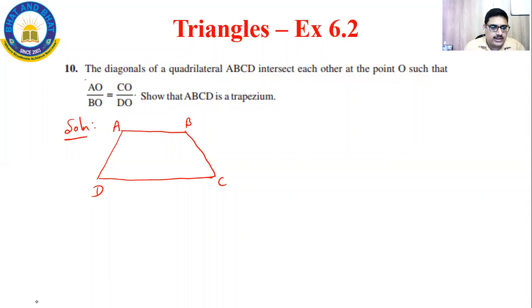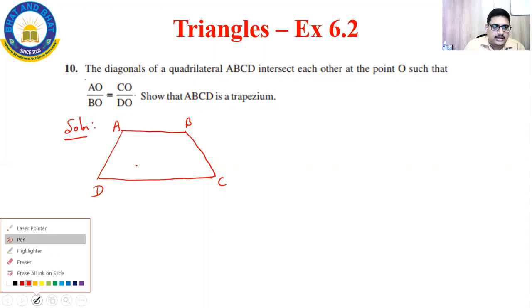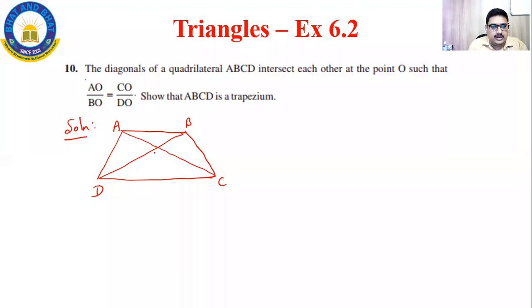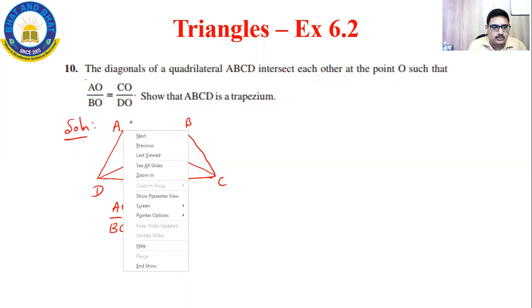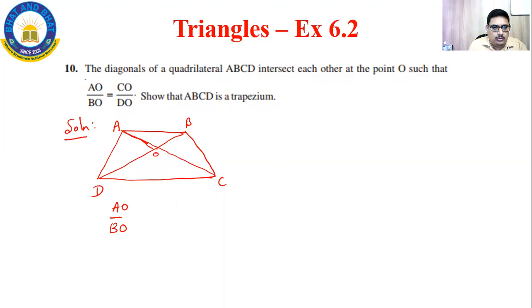So they have told us that in this quadrilateral, the diagonals, I'll draw the diagonals now, AC and BD. So they intersect each other at point O, such that AO by BO is equal to CO by DO.